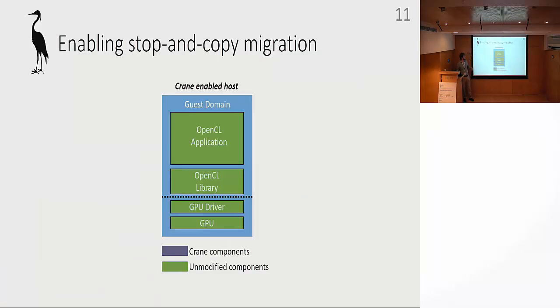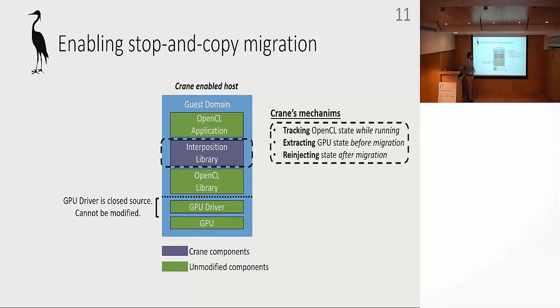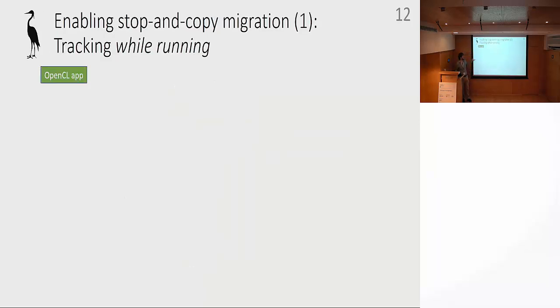So let's see how Crane can enable stop and copy migration. So the problem here is that the GPU driver is closed source. It cannot be modified. So we can't implement extraction and reinjection mechanisms in the driver. Instead, we have to introduce an interposition library. Notice this is a new component. There's no application modifications. And it's in this interposition library where we're going to implement Crane's mechanisms for tracking, extracting, reinjecting.